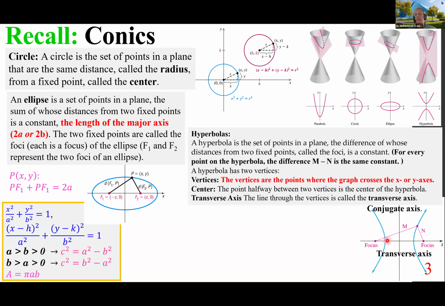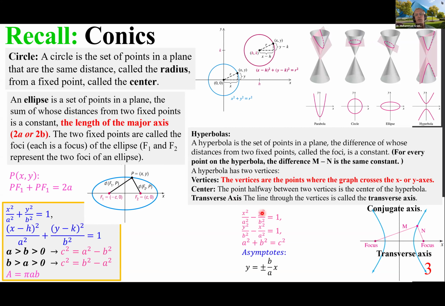A hyperbola has two vertices. It may be that it opens sideways, and the vertices, if the center is at 0, 0, are the x-intercepts, and if it opens up and down, would be the y-intercepts. Vertices: the points where the graph crosses the x or y-axis. Center: the point halfway between the two vertices is the center of the hyperbola. Transverse axis: the line through the vertices, which happened to be the x-axis in this graph, is called the transverse axis. The formula is similar to the ellipse formula, but with a negative in between.